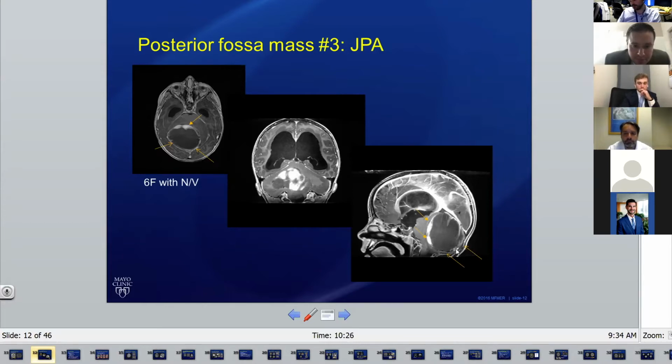This is one of the primary challenges in treating a JPA surgically: there's a question of, do you take out the cyst wall or not? And if there's an area of contrast enhancement, the answer to that question is usually yes.